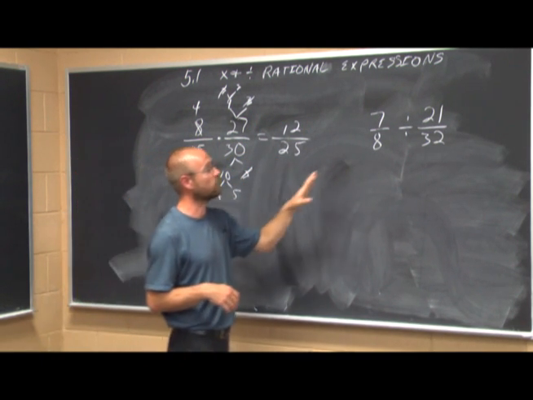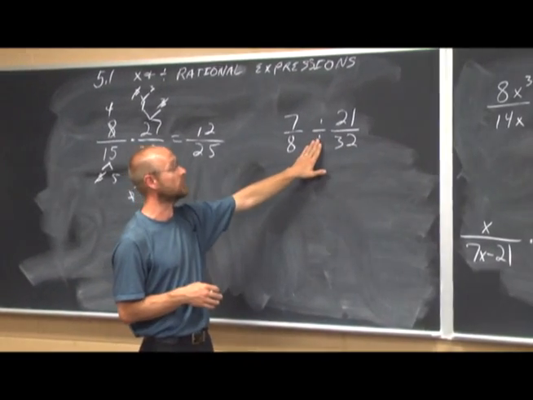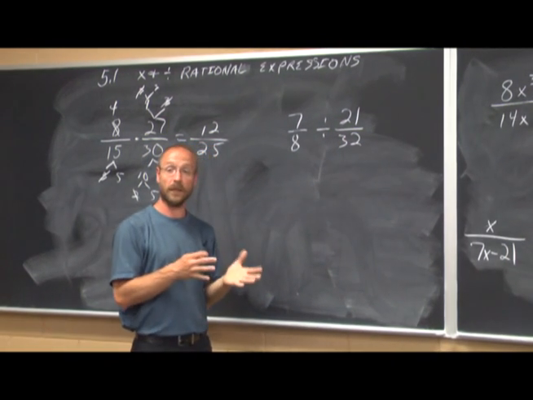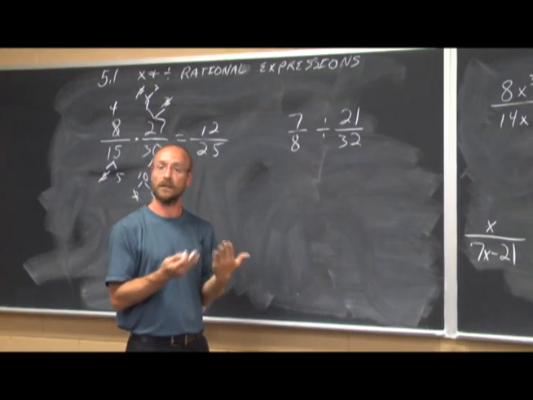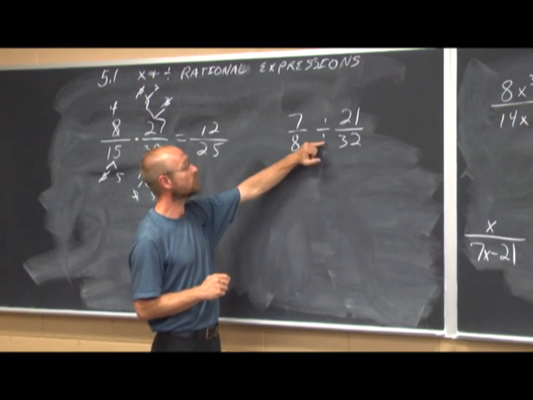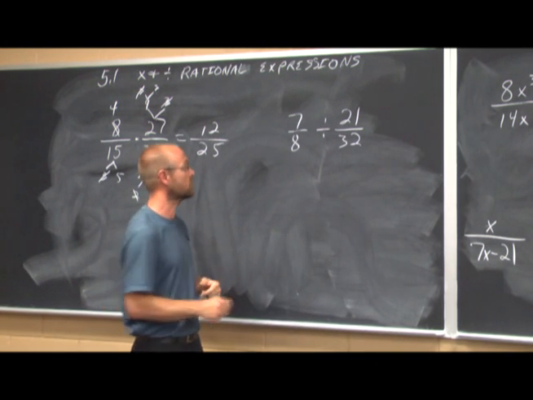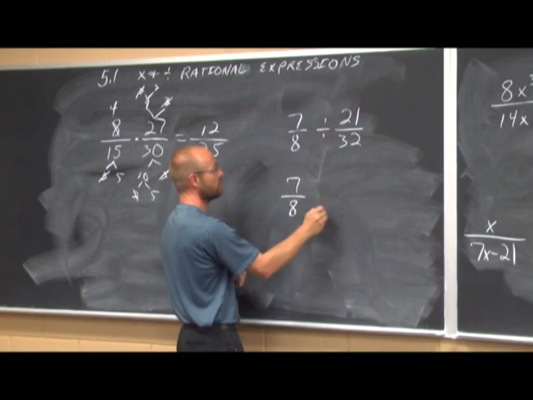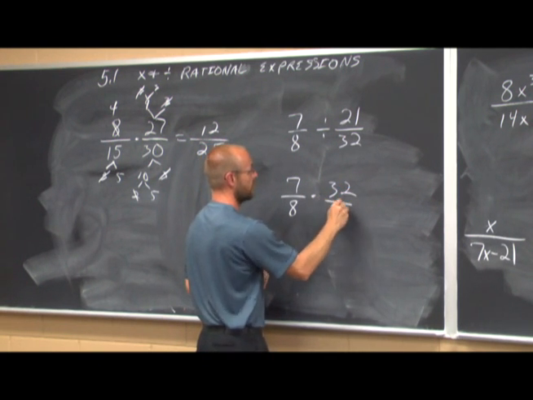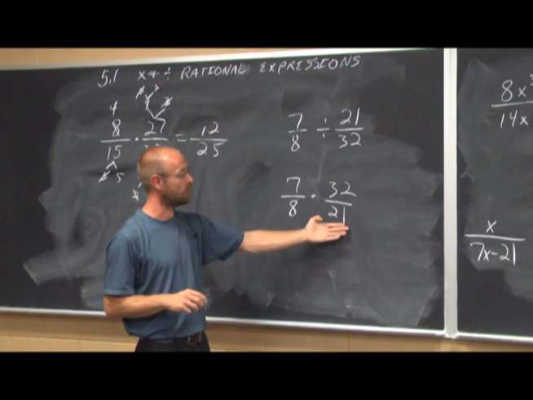Now, how is division of rational expressions different? Well, hopefully we remember when we divide by a fraction, we can multiply by its reciprocal. Multiplication and division are the same operation, except they're reciprocal of each other. One builds it up, one breaks it down, but they follow all the same rules. So we can change division into multiplication by using its reciprocal. So the first thing I'm going to do is rewrite this 7/8 times 32/21. Now, 7/8, that doesn't reduce. 32 doesn't have any common factors with 21.